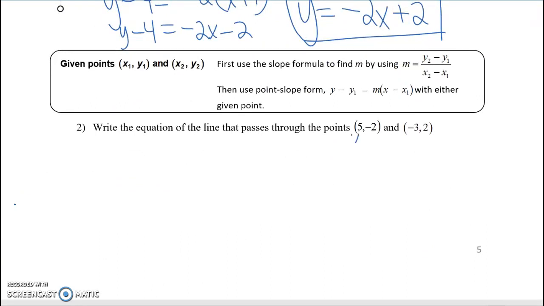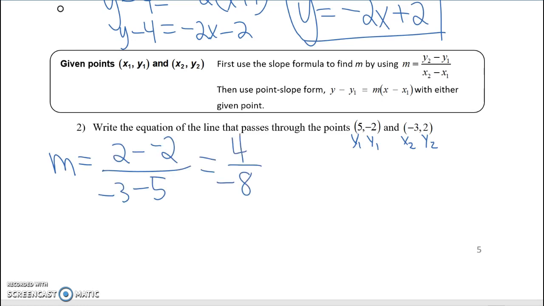So now looking at number 2, first we need to find the slope. So I have my 2 points, x1, y1, x2, y2, and I'm going to calculate slope. What would that equal? And we can reduce this to get -1/2. So my slope is -1/2.